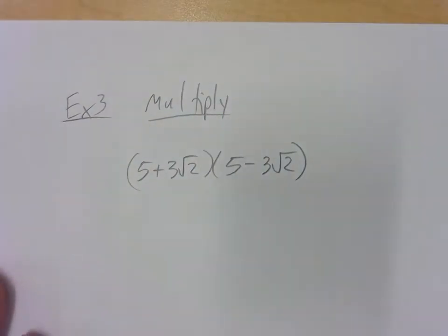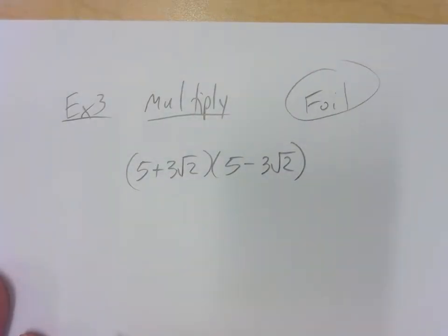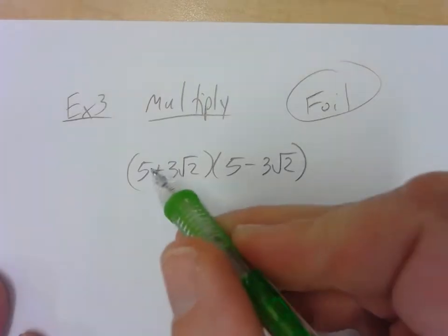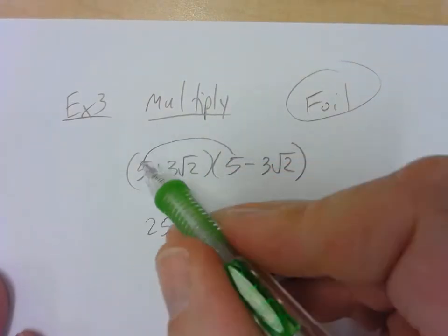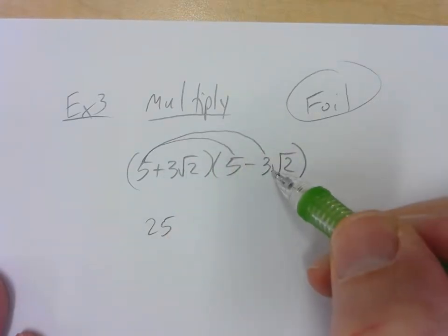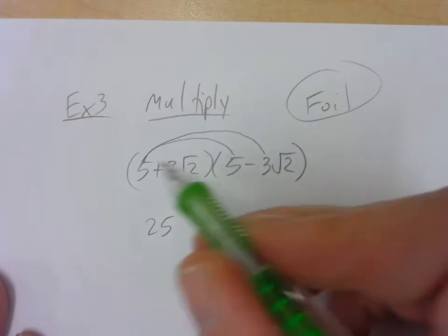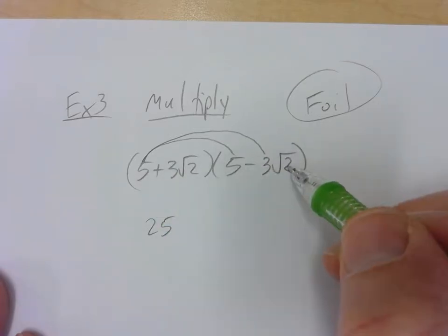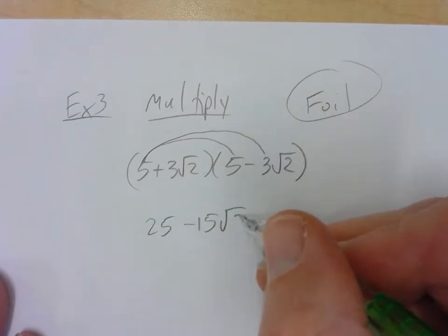All right, so we're going to do this with the old-fashioned FOIL. First, outside, inside, last. So 5 times 5 is 25. 5 times the 3 in the front. Now I can't multiply the 2 because that's not really a 2, it's a square root of 2. I just multiply the number times the number. The radical follows along. So 5 times 3, it's actually negative, so it's minus 15 radical 2.